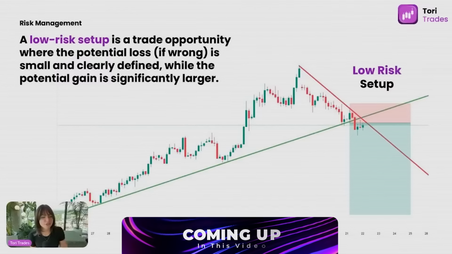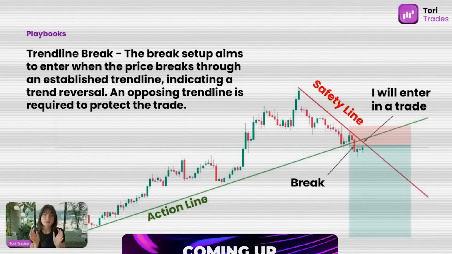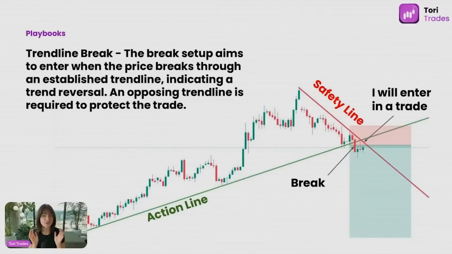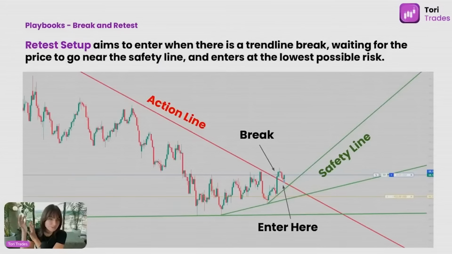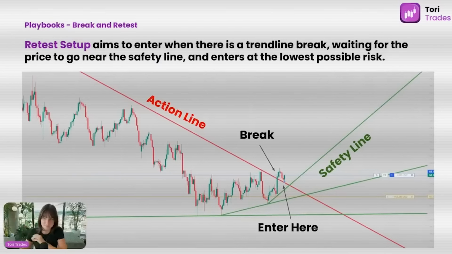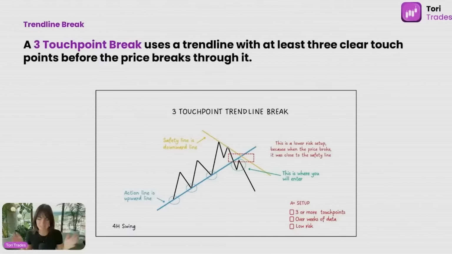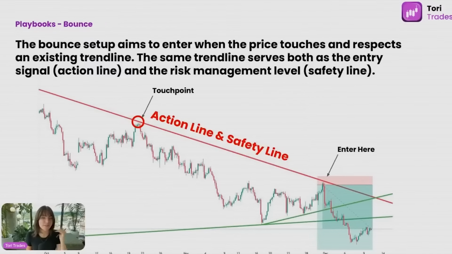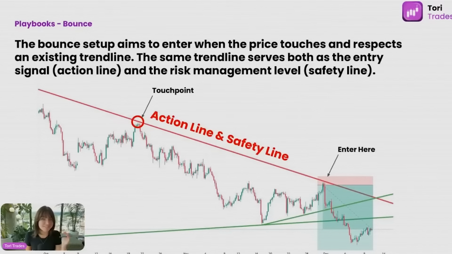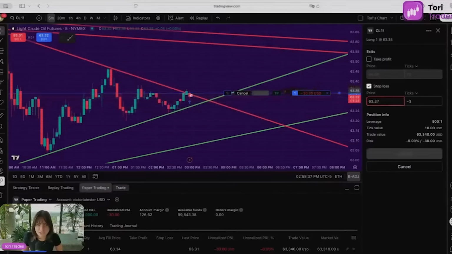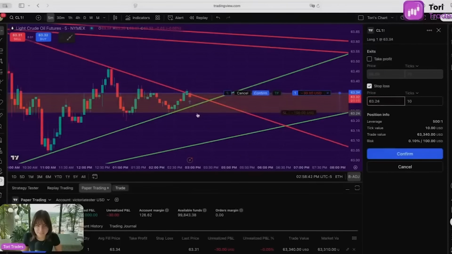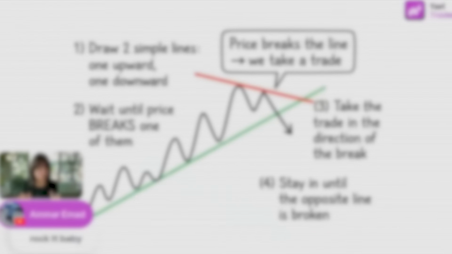This right here is a low risk setup. Why? This type of setup is called a trendline break. Now is the time we are talking about the break and retest. What is the break and retest? Same system, same setup, same criteria. So this is why this is called a bounce playbook or a bounce setup. We're going to drag this stop loss on the other side of the safety line. This is the goal that we're working towards. This right here is the strategy.